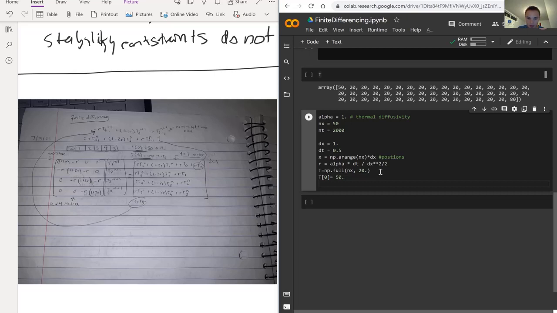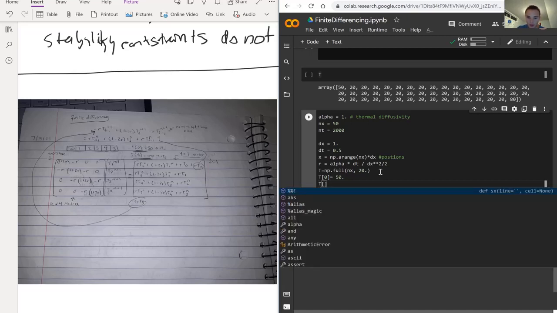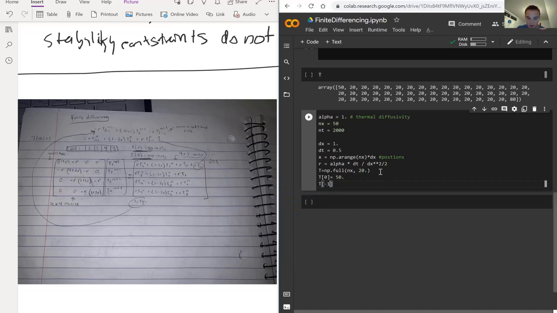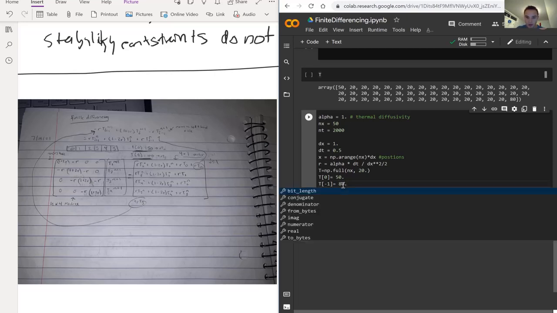And then we can say that our right side temperature, which will be the end of our matrix, using Python indexing, we can say that will be equal to -1, which will be the very end of our matrix. And then we are going to say this temperature is equal to 80 Celsius, and it's going to stay there. So that will be our right side temperature. So shift enter that.